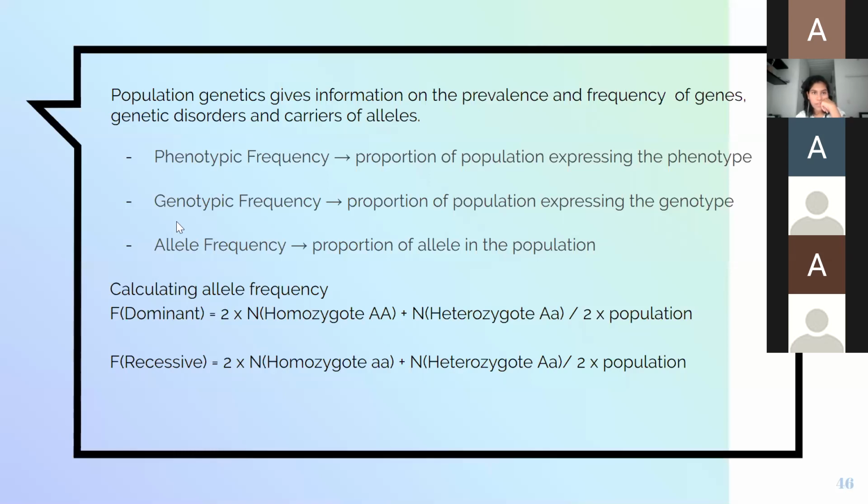And now population genetics. Population genetics gives the prevalence or the frequency of genetic disorders and carriers of alleles in a population. You have your phenotypic frequency, which is the proportion of the population expressing a phenotype. You have your genotypic frequency, which is the proportion of the population expressing a certain genotype. Then you have your allele frequency, which is the proportion of an allele in a population. And this is how you calculate allele frequency.